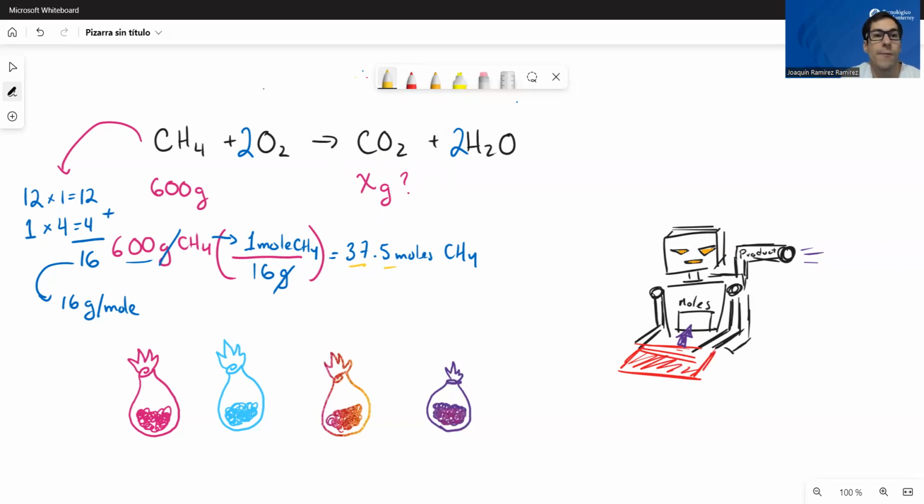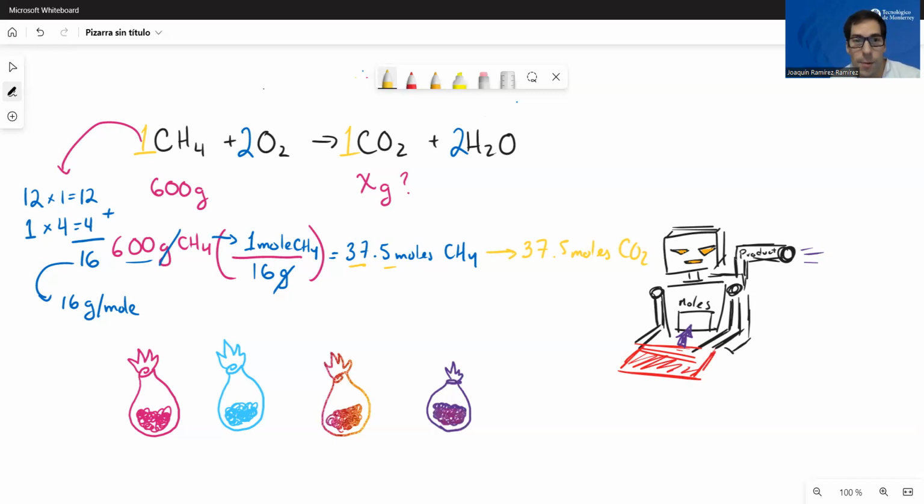So the rule says that for each mole of methane, you produce 1 mole of CO2. So the conversion is pretty straightforward, okay? So if I have 1 mole, I produce 1 mole. So if I have 37.5 moles of methane, I will definitely produce 37.5 moles, but of the product CO2, okay?